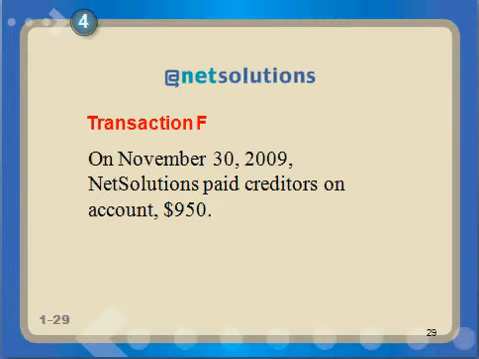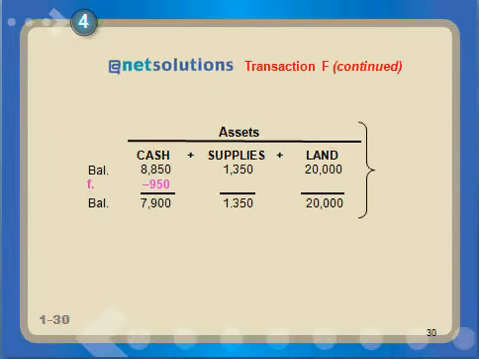So this is going to, of course, affect our cash account, and it's going to affect our liabilities account. So let's take a look at the left-hand side. We have minus cash, $950. So now we have cash of $7,900. We have supplies of $1,350 and still have our land.